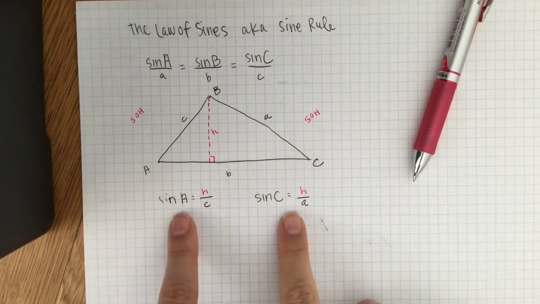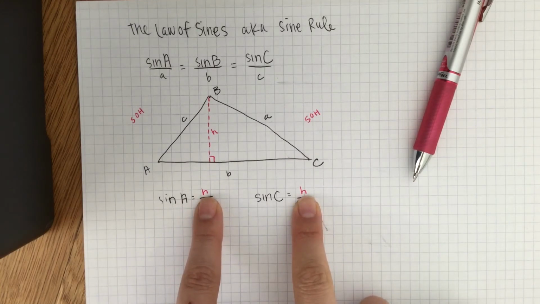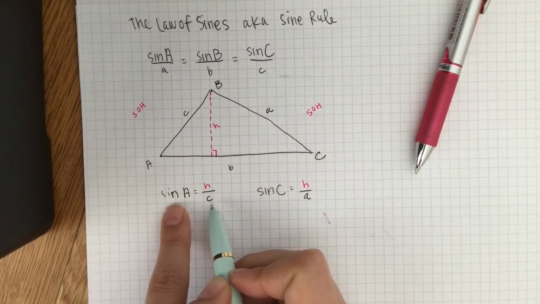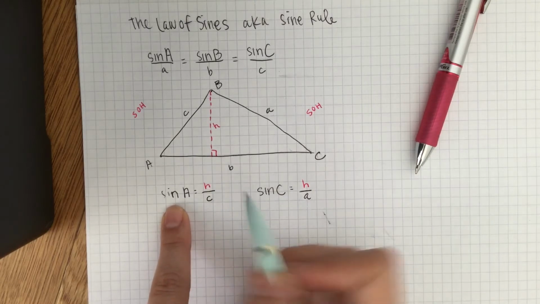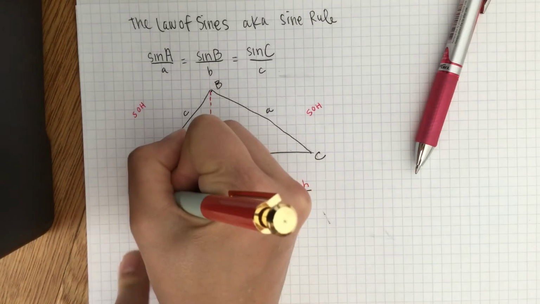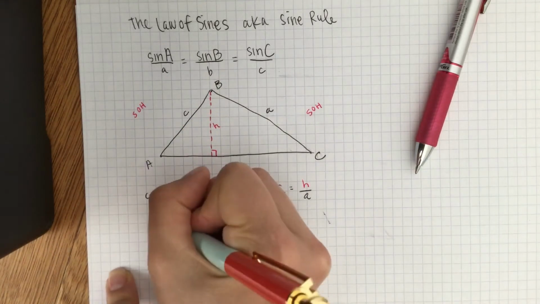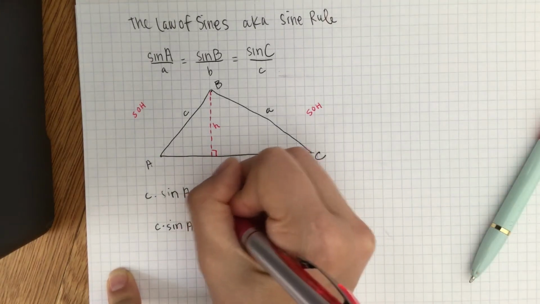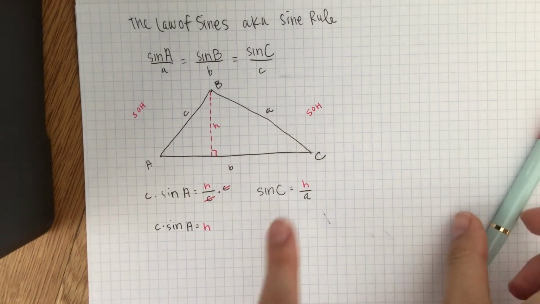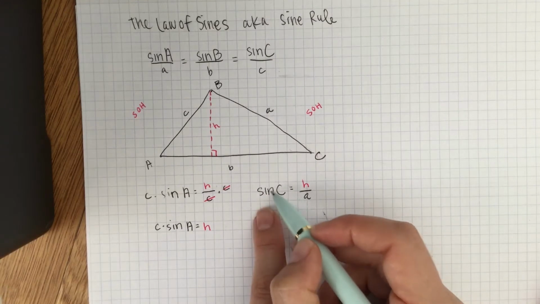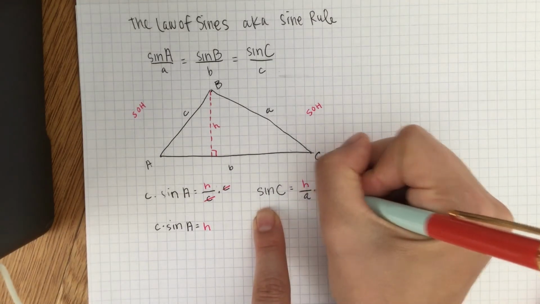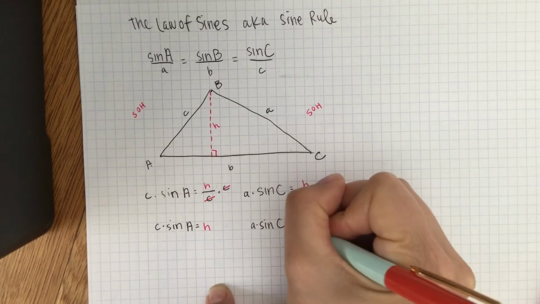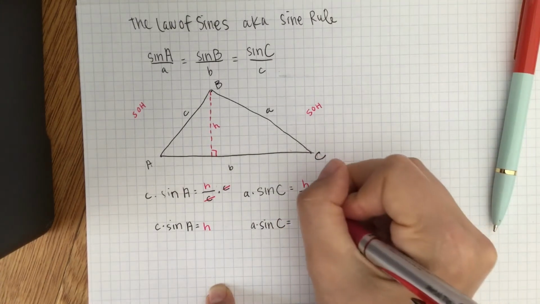So once we've set up these two, we see that these two equations have something in common, the height. And so I'm going to solve for h. In the equation on the left, h is being divided by c. I want to do the inverse of division, which is multiplication. So I multiply both sides by c. We get c times the sine of angle A is equal to the height, right? These have canceled. And so on the equation to the right, we have h divided by a. We want to do the inverse of division, which is multiplication. So we multiply both sides by a. We get a times the sine of angle C is equal to h, because these canceled.